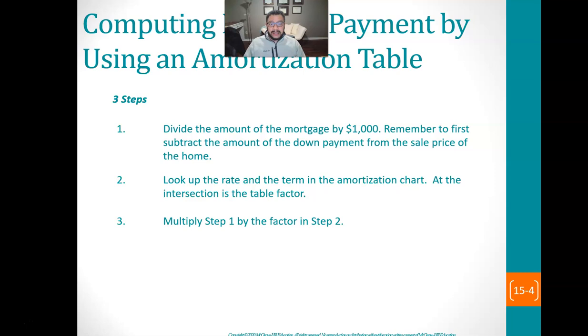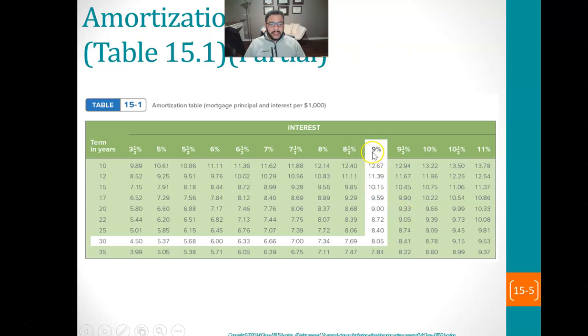So you have to remember that you take that down payment out first, and then you divide by 1,000. So in that scenario, $90,000 divided by 1,000 is 90. So my payment is a certain amount per 1,000, but I have 90 of those. So you'll see how that comes into play. So we look up the rate and term on the amortization chart, and you'll get your table factor, which is your payment per 1,000. And then you multiply step one. So what you get here, you multiply by this table factor. So let's look at this right here. This is saying 8.05. What are we saying? We're saying that our payment at 9% for 30 years is $8.05 for each $1,000 that we borrowed. In my scenario, we borrowed 90. So in order to figure out your payment, you would say 8.05 times 90.